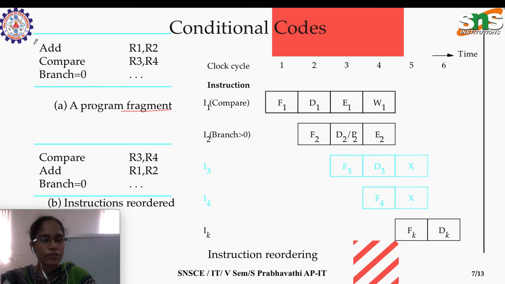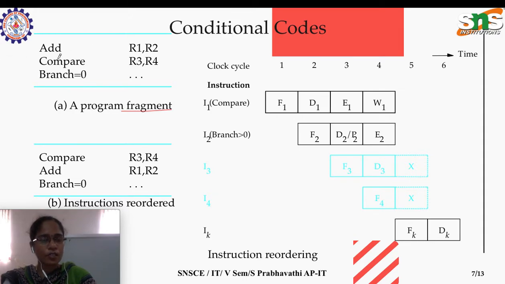So we have three instructions: add, compare and branch. What's happening after add? Of course you can see here the registers involved R1, R2, R3, R4. There is no data dependency. It means the result of R2 is not used in this compare. So these two are independent and can execute independently because there is no data dependency. That also has to be ensured when we go for reordering.